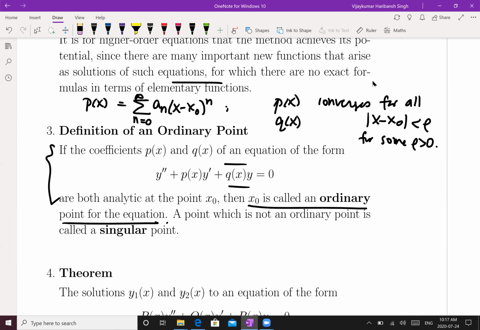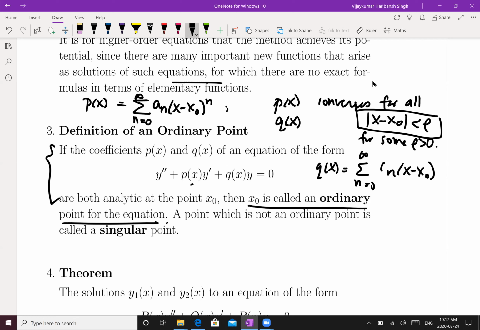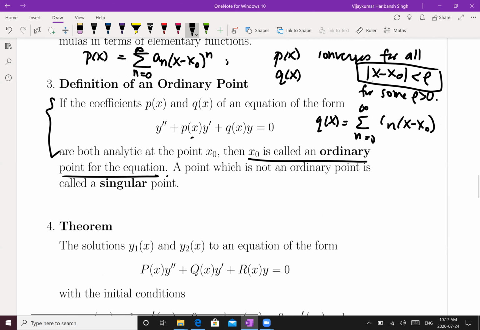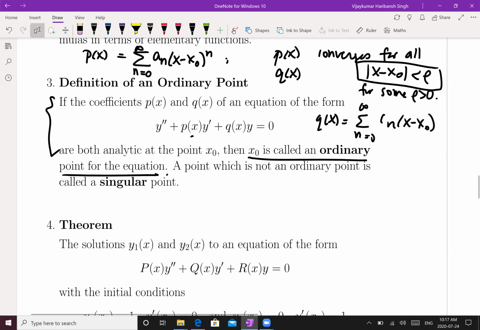Namely, if you take this differential equation, I'm repeating again, p of x and q of x have some power series. And the idea is that p of x and q of x converge for some x minus x naught less than rho, then we call such a point an ordinary point for the equation. The points which are not ordinary will be called singular points.